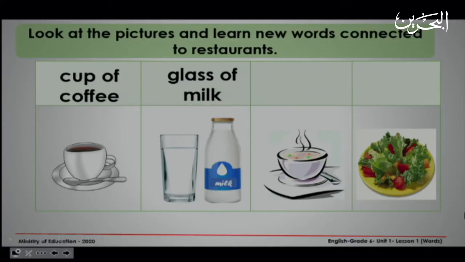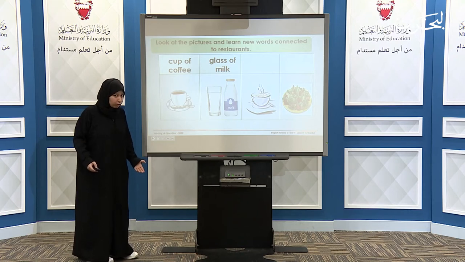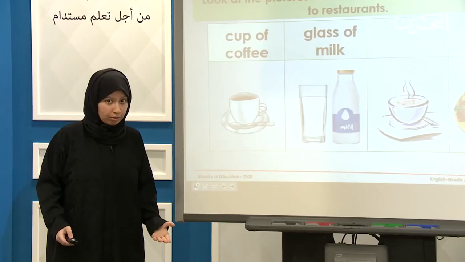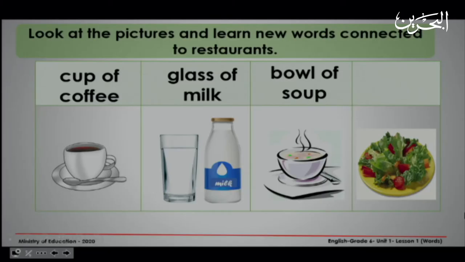The third picture, we have got soup. What do we use for the soup? Do we say a cup of soup? No. Do we say a glass of soup? No. We say a bowl of soup. That's right. The fourth picture, we have got salad. As you can see, we've got lettuce, we've got tomatoes, and they are in a plate. We say a plate of salad.